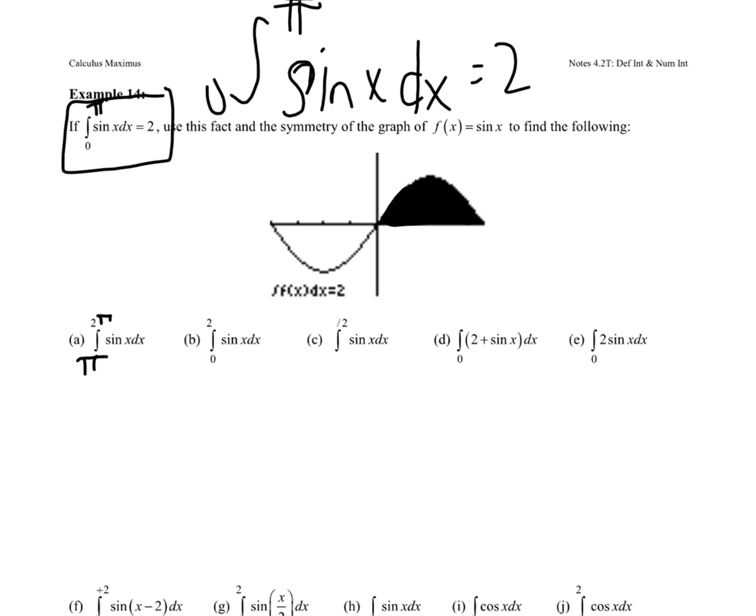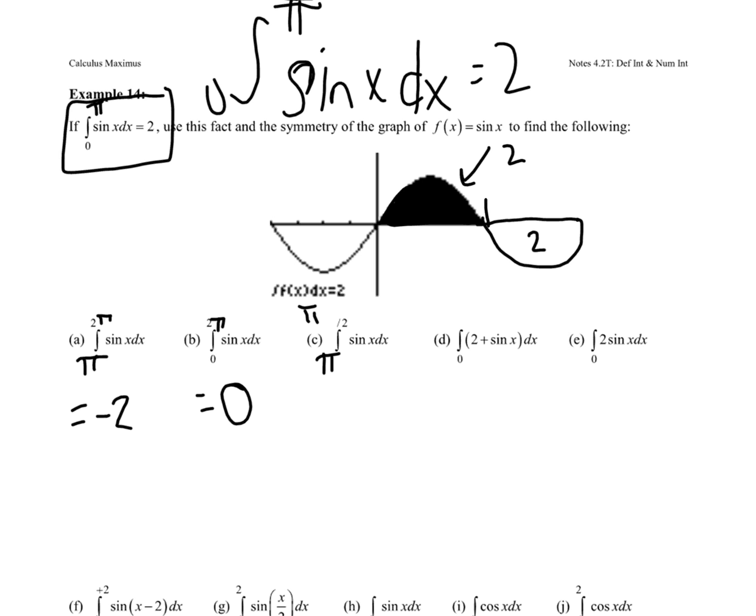So from pi to 2 pi, think about this graph. If we continue this on, from pi to 2 pi is going to have the same area of 2, but it's below the x-axis. So that's going to be negative 2. This time we're going to go from 0 to 2 pi. If we go from 0 all the way to 2 pi, the first part has a positive 2 area. The second part has a 2 area, but it's below the x-axis, so they cancel each other out. It'll be 0.